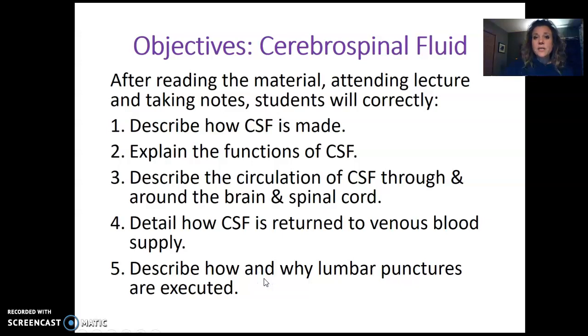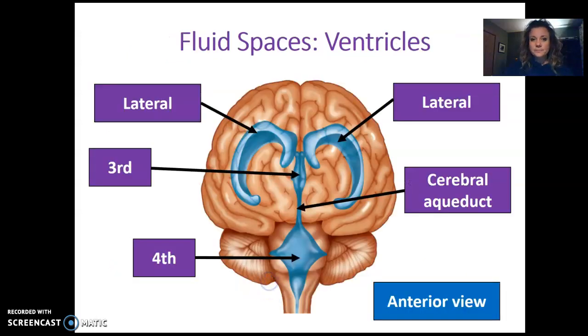These are your objectives. After this video, you should be able to describe how cerebrospinal fluid, or CSF, is made, explain the functions of CSF, and tell me how it circulates through and around the brain and spinal cord. Tell me how CSF is returned to the venous blood supply, and describe how and why lumbar punctures are executed.